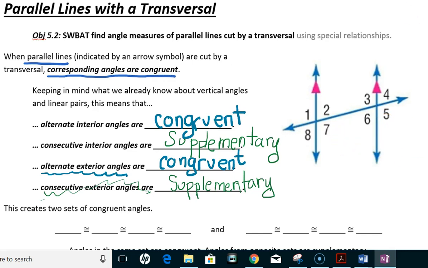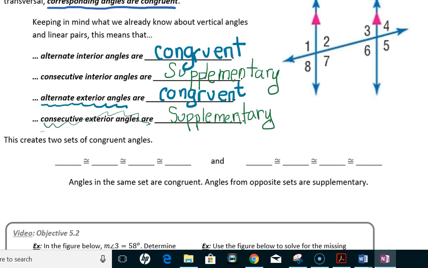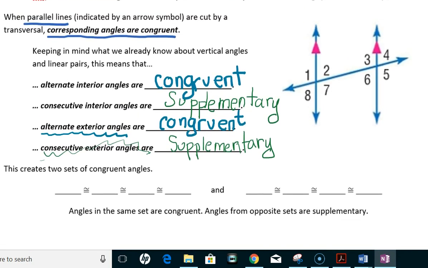Let me bring this up a little bit. Okay, so it looks like we're going to have two sets of congruent angles. One of them is related to corresponding angles and their vertical angle pairs. So we've got the big ones: angle 1, angle 3, angle 7, and angle 5 are going to be congruent.